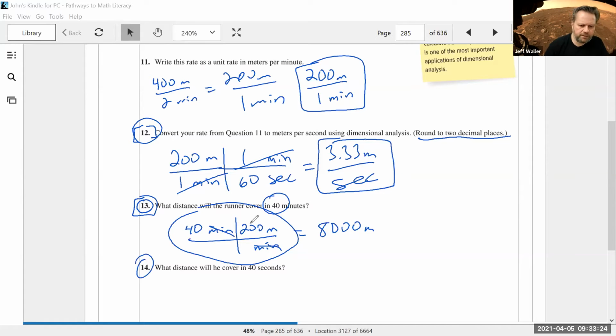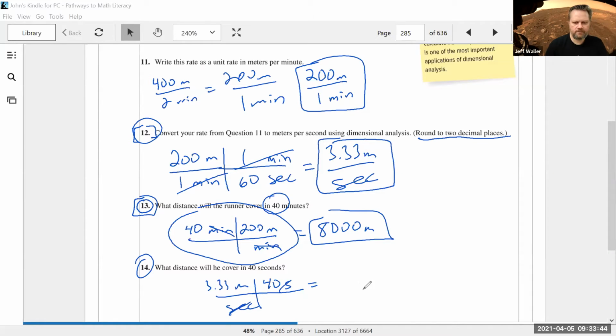Now, of course, if I want to do number 14, what should I use? The rate per second. So then I can get, now let me show you, you could actually do this the other way around. So it's 40 times 3.33. 133 point something. 133.2. And that'll be meters, right? Because that's the unit that's left.